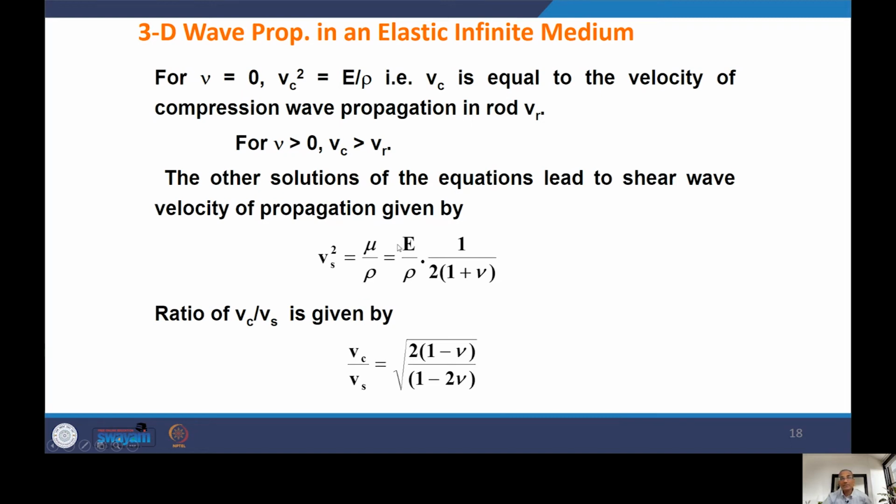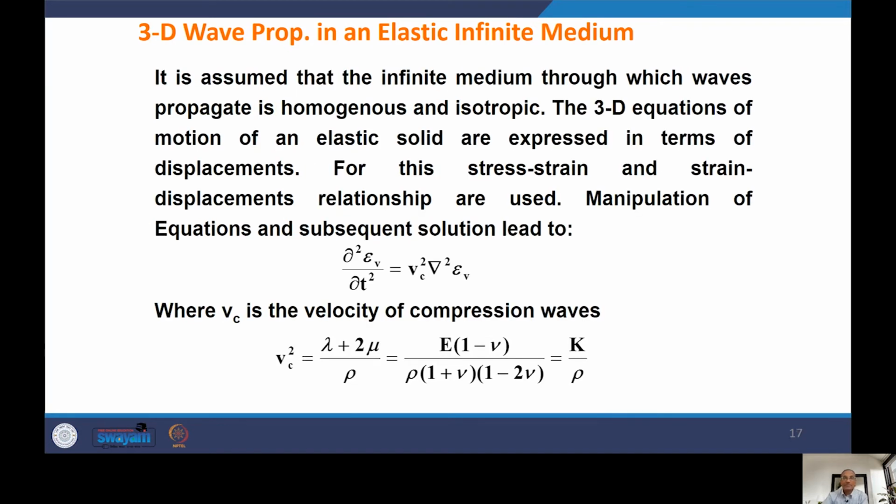Vs square equal to mu by rho, where mu is again the shear modulus, which can be represented as E divided by 2 times (1 plus Poisson's ratio), and rho is mass density. So when waves travel in a 3D medium, you have two types of waves. One is called the compression wave, whose velocity is represented by Vc, and another is called the shear wave, whose velocity is represented by Vs. Thus both velocities Vc and Vs are represented in terms of E, Poisson's ratio and rho using these two equations, Vc square and Vs square.